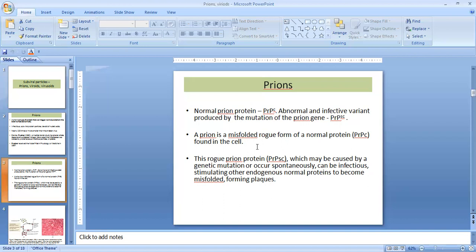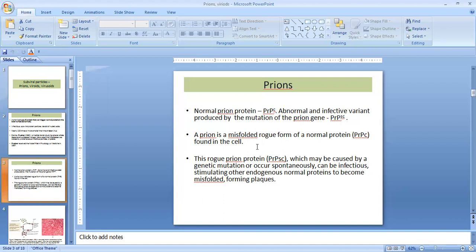And this rogue prion protein, which may be caused by a genetic mutation or occurs spontaneously, can be infectious, stimulating other endogenous normal proteins to become misfolded, forming plaques. You might have studied about a neurodegenerative disease, that is Alzheimer's. How is Alzheimer's caused? It is due to the formation of plaque-like particles in our brain. In the same way, when the normal protein becomes infectious, it causes the formation of certain types of plaques in our brain or neural tissue, and thus causes certain neurological disorders, which means it deforms the brain function.